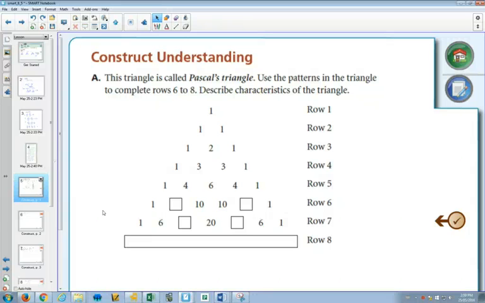So what I want you to do is look for as many patterns as you can and see if you can find out what are the missing numbers in row 6, what are the missing numbers in row 7, and can you write down the entire row 8? And then once you think you've found the patterns, you're going to describe them to me.